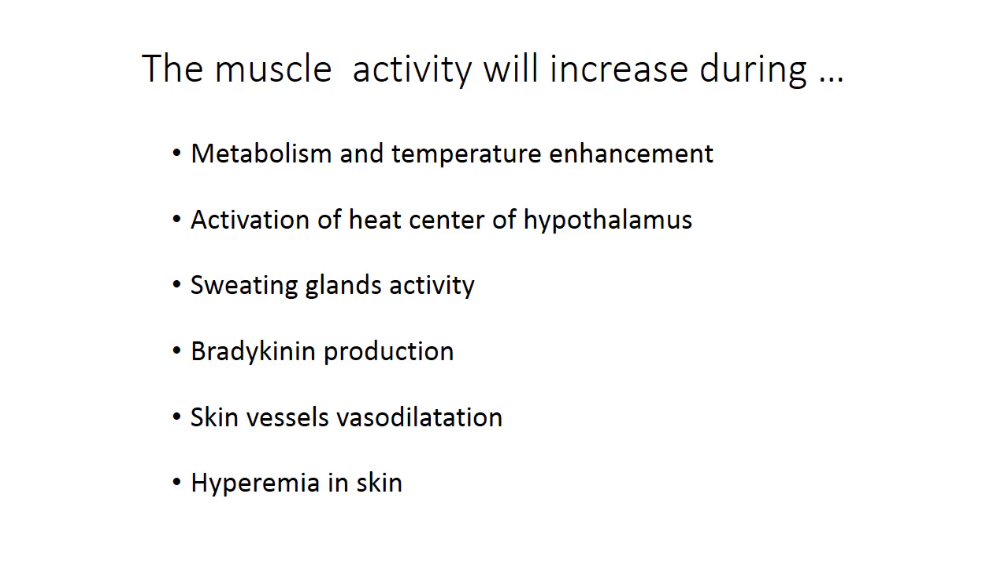The muscle activity will increase during metabolism and temperature enhancement, activation of some hypothalamus parts related to heat control, and during activity of sweating glands. By increasing bradykinin level, the muscle activity will be increased, and skin vessel vasodilation also increases muscle activity. Finally, hyperemia in the skin, meaning increased blood flow under skin vessels, could increase muscle activity.